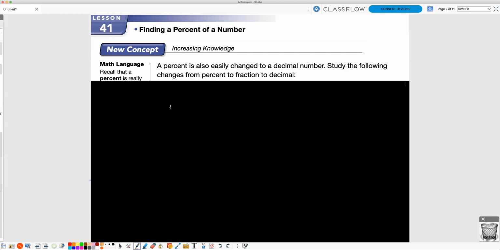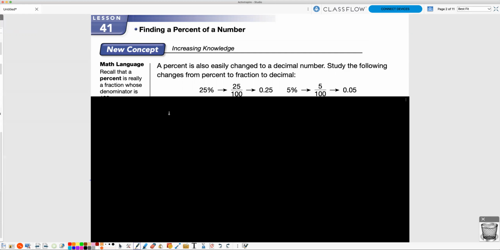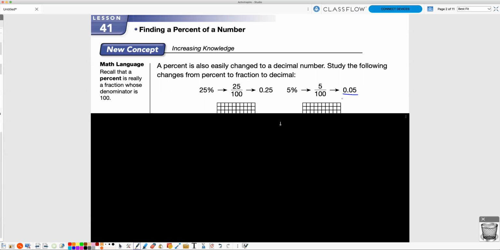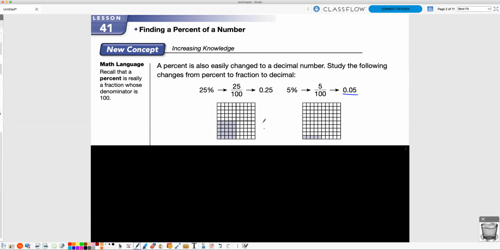Percent is also easily changed to a decimal number. Study the following changes from percent to fraction to decimal. 25% is 25 hundredths, which is also 0.25 as a decimal. 5% is 5 hundredths, which is also 0.05 as a decimal. They look like this on a grid. You can see that 25 hundredths is the same as 25 shaded spaces, or 1/4 of the whole. There are 100 squares here. And here there are 1, 2, 3, 4, 5 shaded spaces to represent 5 out of 100.